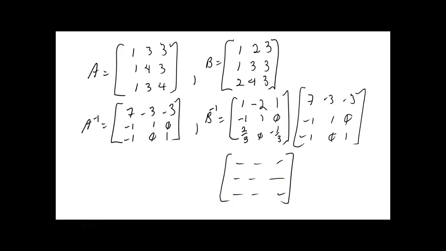Sure enough, if we multiply those two together, we're going to get a 3 by 3. Let's do the multiplication as quickly as we can. 1, 1 entry: 7 plus 2 is 9, minus 1 is 8. 1, 2 entry: that's -5. 1, 3 entry: -3 plus 0 is -3, plus 1 is -2.